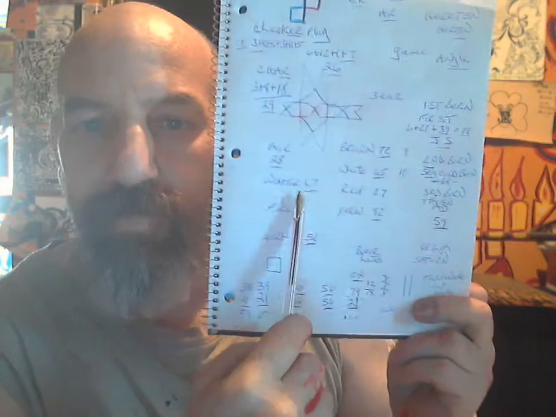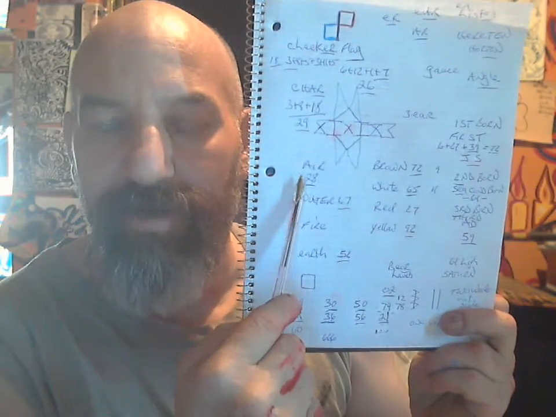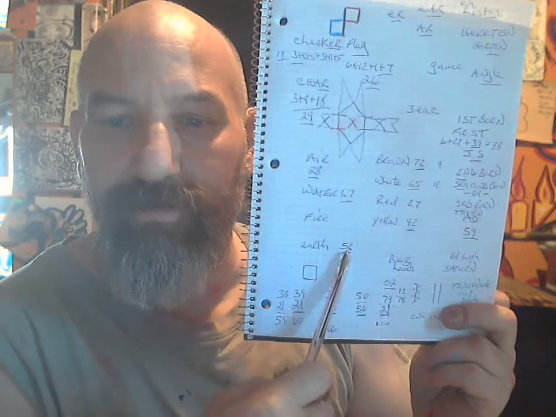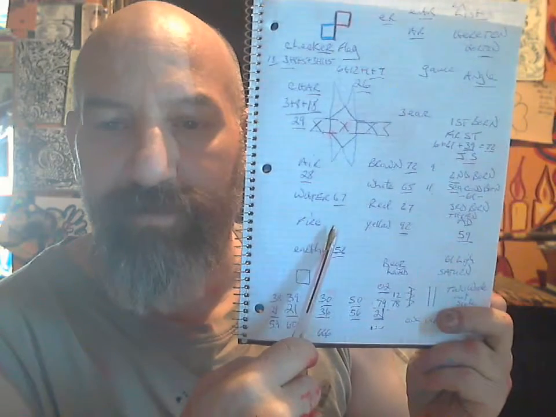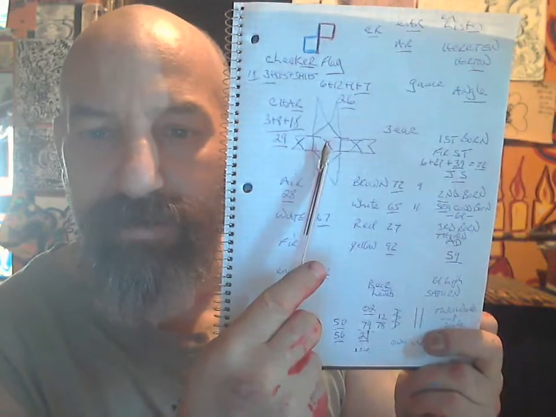99. Water equals 67. Air equals 28. The moon equals 28. Earth equals 52. Fire equals 40. This one is within 5 and 5 right here.